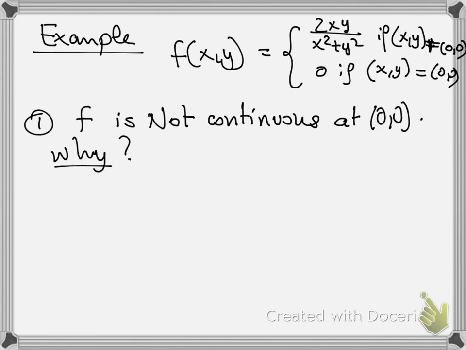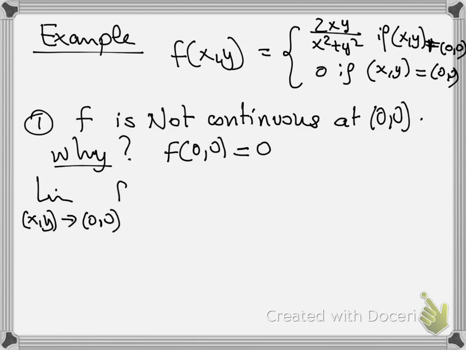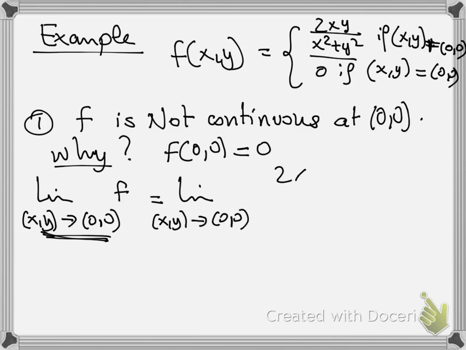So first, let's compute f of (0, 0), which of course is equal to 0, right? But then, what's the limit of f when (x, y) approaches the origin? Here, (x, y) approaching 0 means that x and y are different from 0. So my function f is 2xy over x squared plus y squared. So that's the limit as (x, y) approaches (0, 0) of 2xy over x squared plus y squared. Okay, and you can use, for example, polar coordinates.